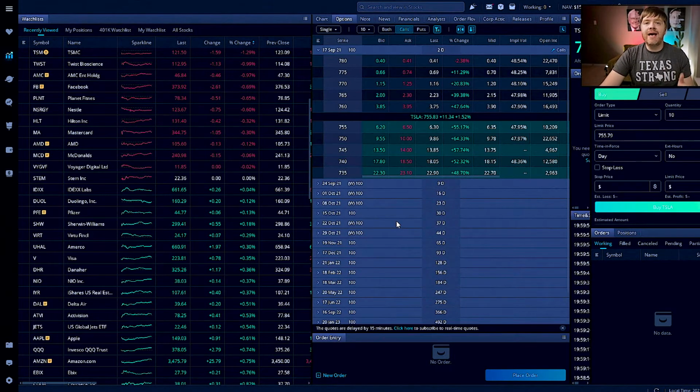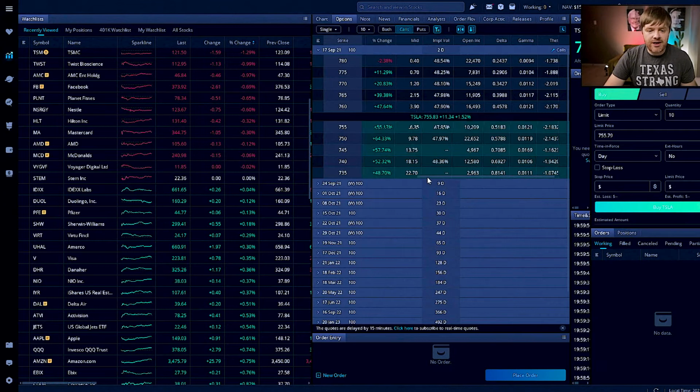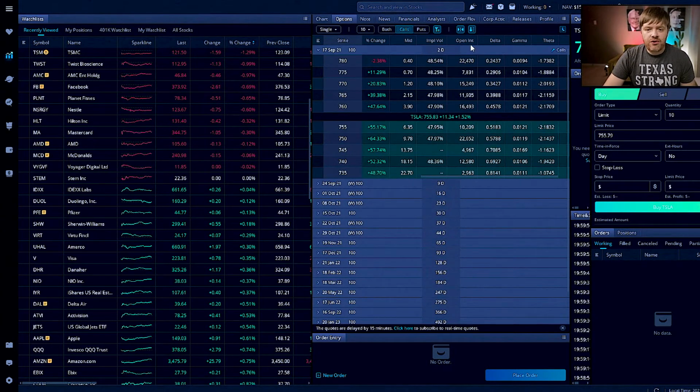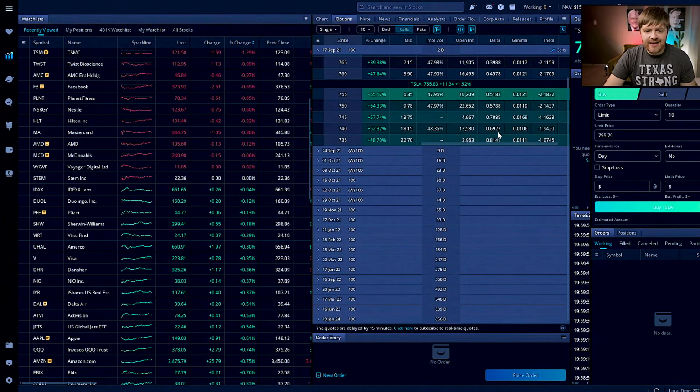Remember, a delta of 0.80 means that if the stock rises $1, then in theory the price of your option will rise 80 cents. If delta is 0.90, then if the stock rises $1, in theory the option will rise 90 cents. To check your delta, just scroll to the right and you will see the delta number.